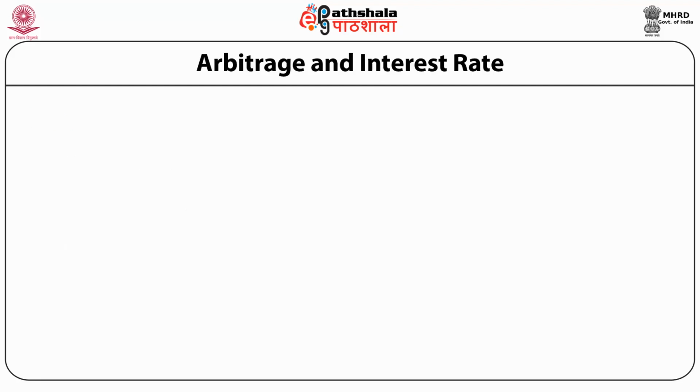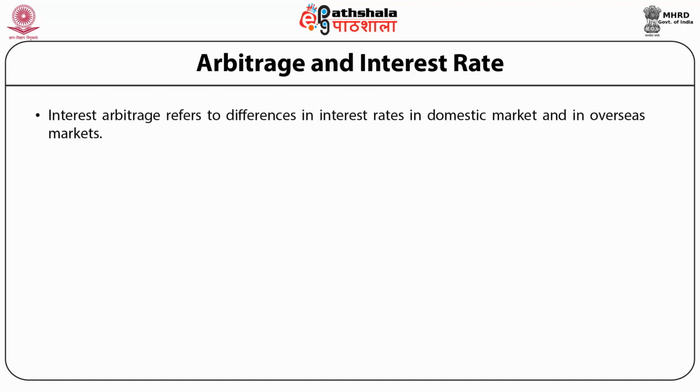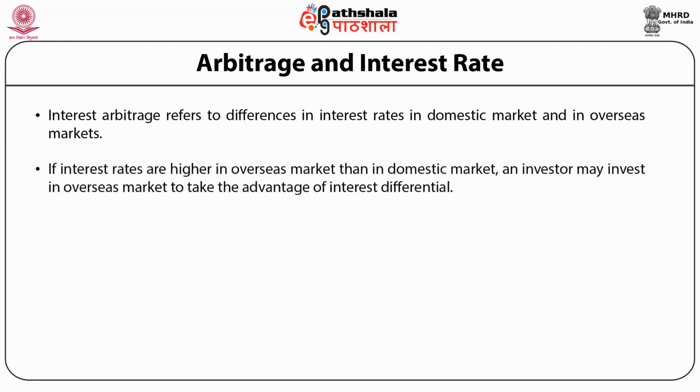Arbitrage and interest rates. Interest arbitrage refers to differences in the interest rates in the domestic market and overseas markets. If interest rates are higher in an overseas market than in the domestic market, an investor may invest in the overseas market to take advantage of the interest differential. Interest arbitrage may be covered or uncovered.